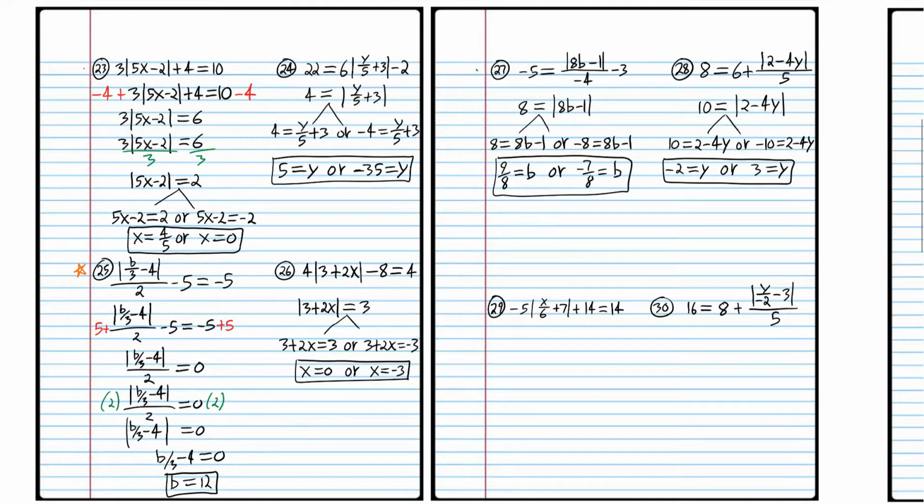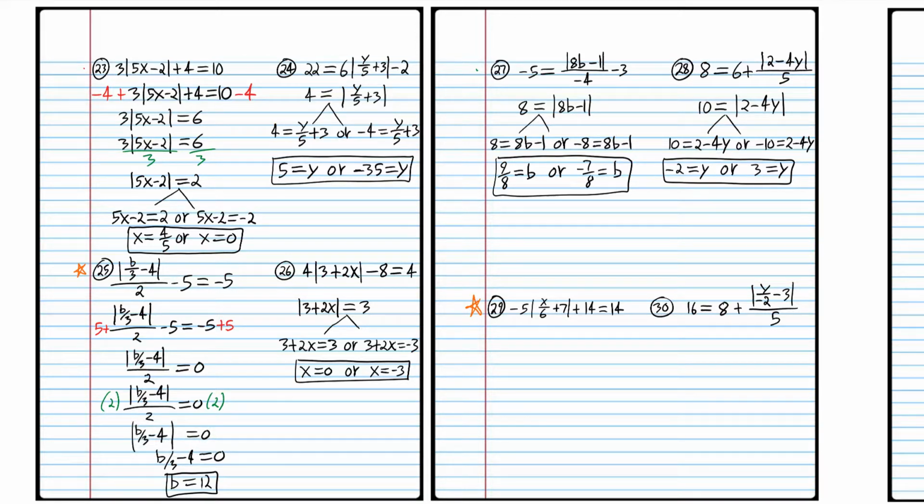So for number 29, I'm going to put a star next to that because that problem is going to be like this one over here where something weird happens. You're going to get 0. The absolute value, when you isolate it, it's going to be 0. So just be aware of that. So go ahead and try number 29, and when you come back, we'll do it together.